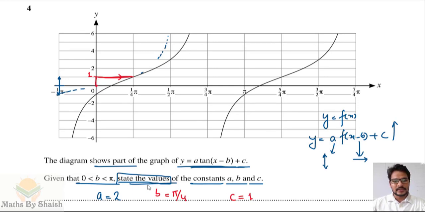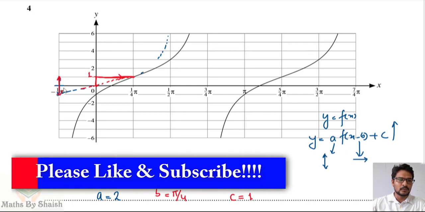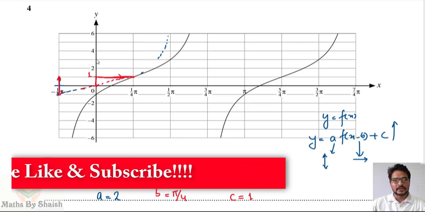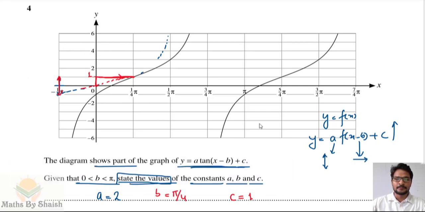Since the question says to state the values, we have done it in that way, and we need to find where it is symmetric. Earlier it was symmetric about this point on the y-axis. The distance between the two known points was 2. Now it is 4, so one side it is 2. That's why it is stretched in the y direction with scale factor 2. So a is 2.